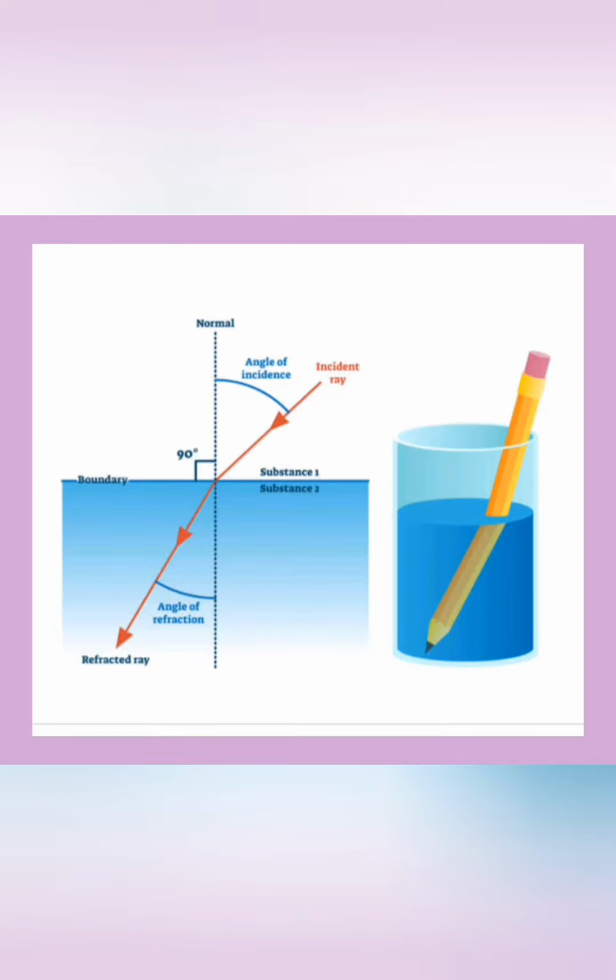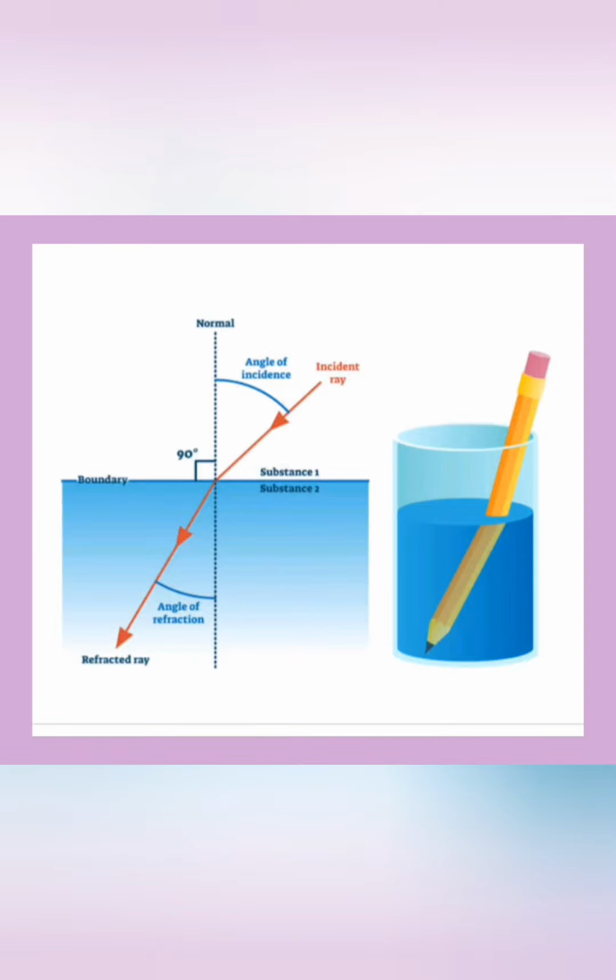Here there are two mediums considered, air medium and water medium. Air is the rarer medium and water is the denser medium. Comparatively, we can call them rarer and denser. Air is rarer compared with water. Okay, remember this, rarer and denser.